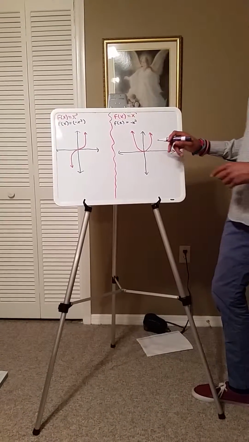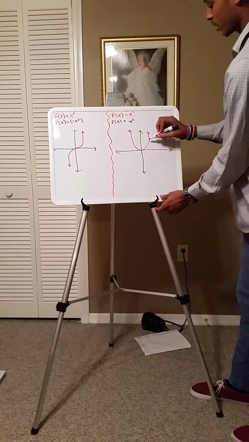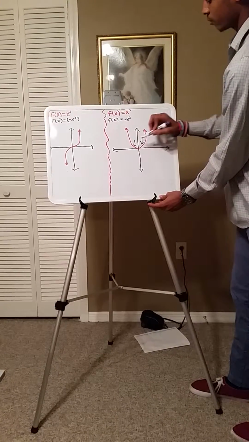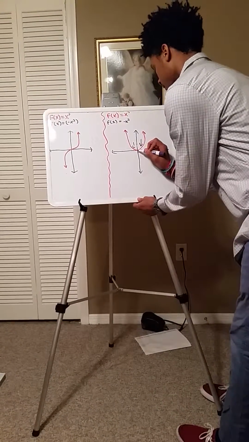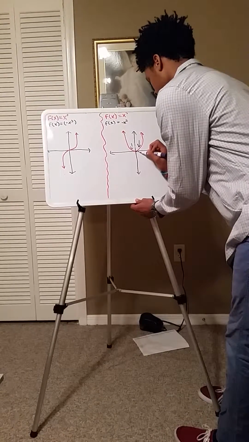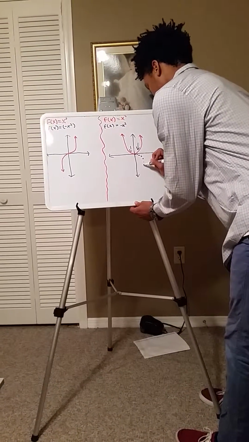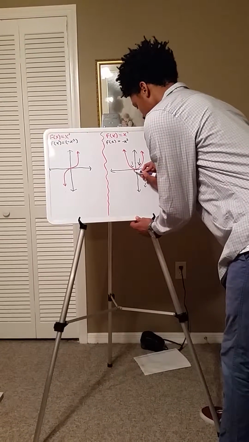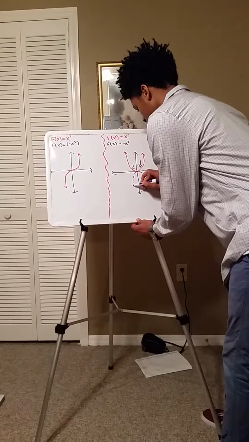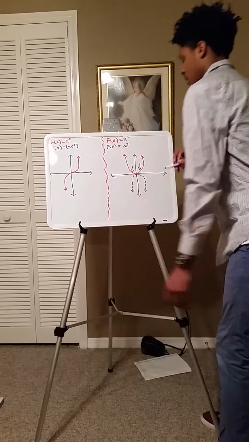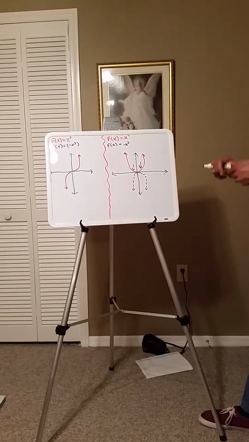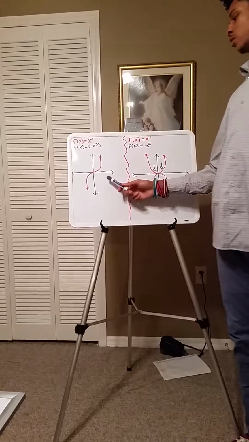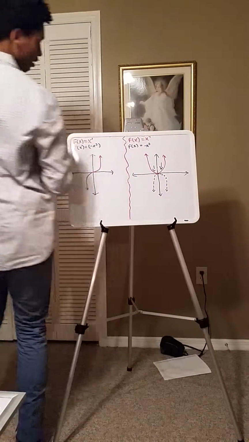So I'll start by graphing this for you, and when you reflect over the x-axis, you're reflecting downwards. And this is the resulting graph you would get. And now continuing on to our reflection over the y-axis.